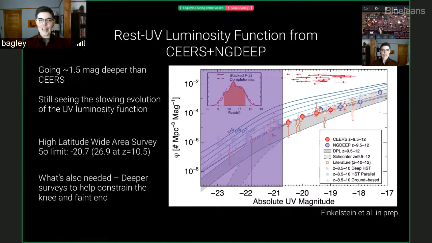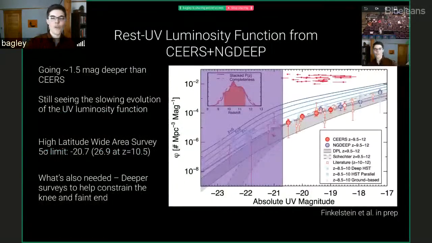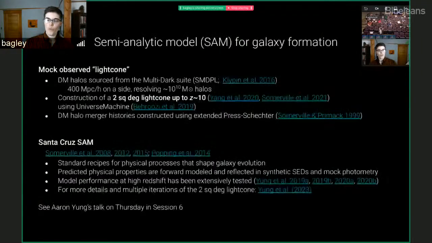So what we need are deeper surveys to help constrain both the knee and the faint end of the luminosity function, especially as we push to higher redshifts and want to use these luminosity functions to understand the ionizing photon budget during the epoch of reionization. This motivated a project to look at what we could get from a Roman deep field. We went about this using the Santa Cruz semi-analytic model for galaxy formation.